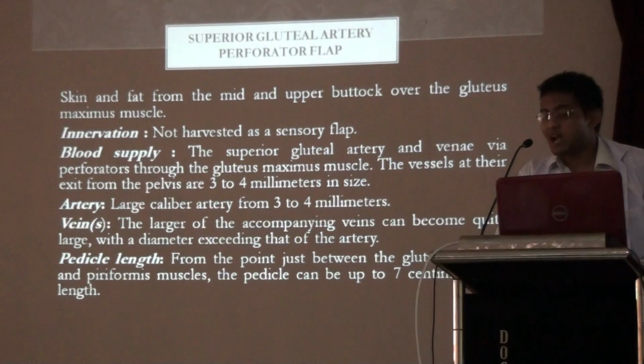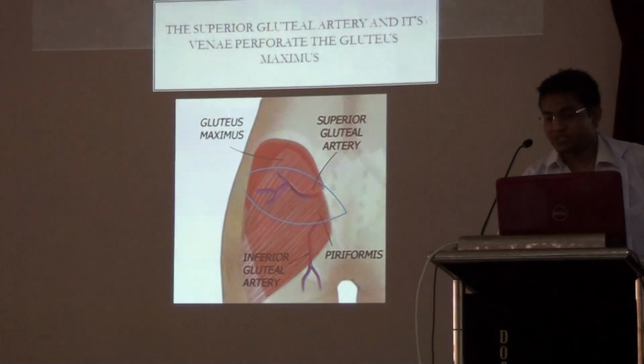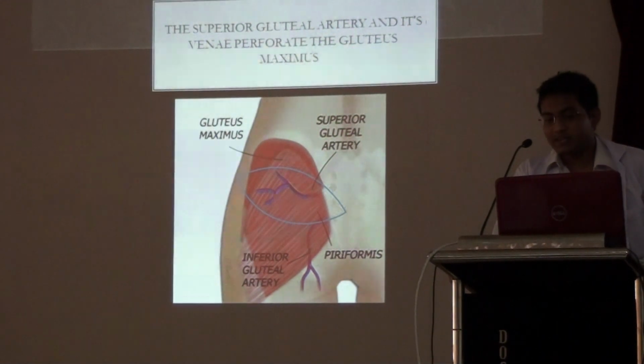The artery is a large caliber artery of 3 to 4 millimeters. The veins are the larger of the accompanying veins and can become quite large, with a diameter exceeding that of the artery. The pedicle length, from the point just between the gluteus medius and piriformis muscles, can be up to 7 centimeters. So this is the picture where we can see the superior gluteal artery and its vein perforate the gluteus maximus.